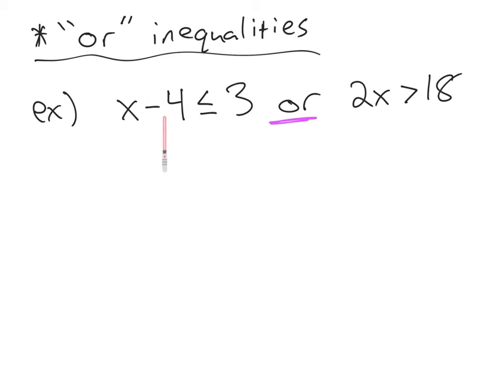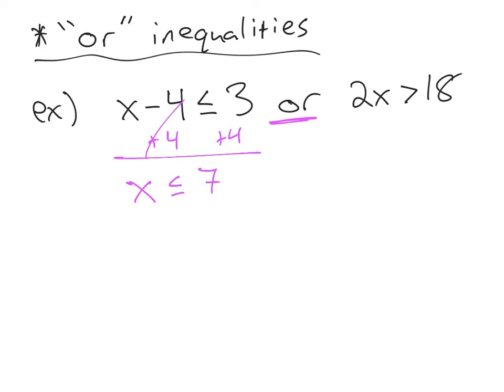What's our only step here? Add 4 to both sides. Let me go ahead and do that. We're going to add 4 to both sides. That leaves us with x is what? Less than or equal to 7.